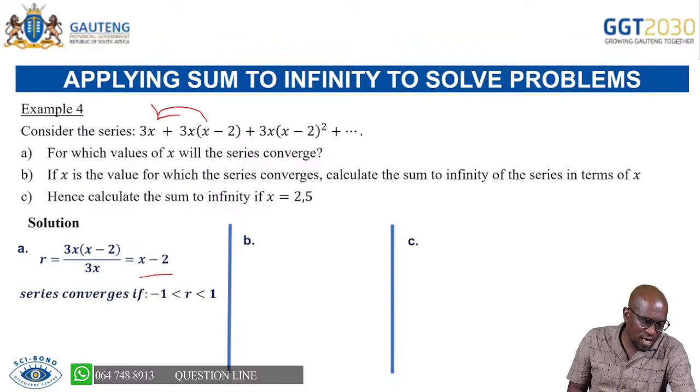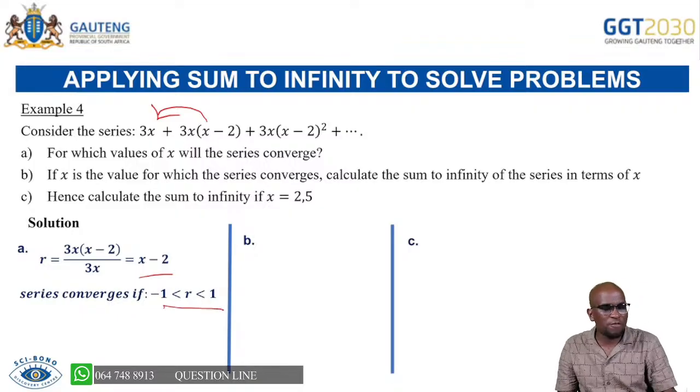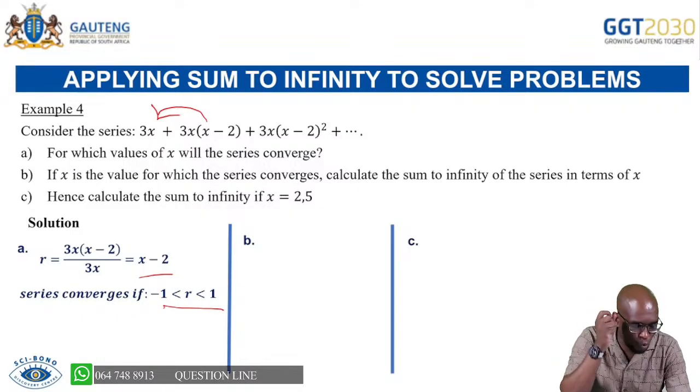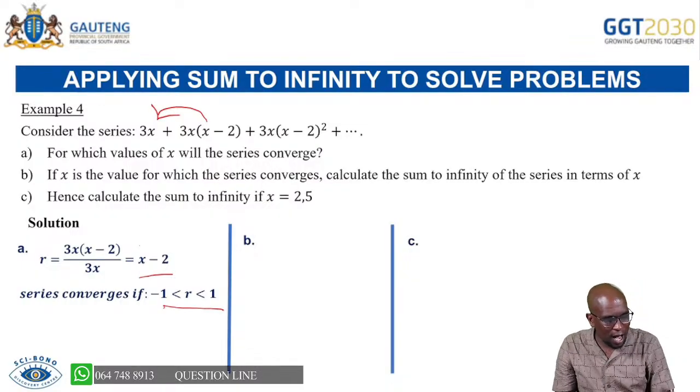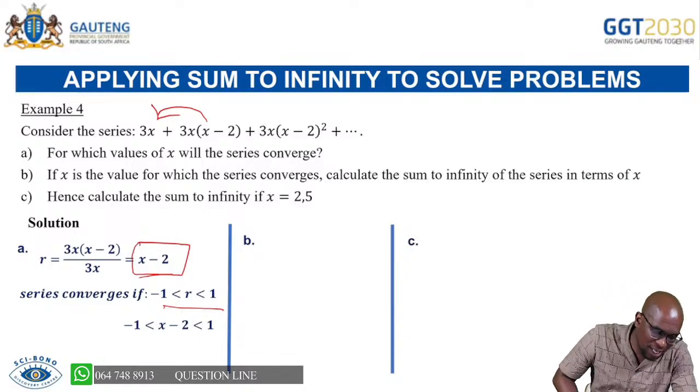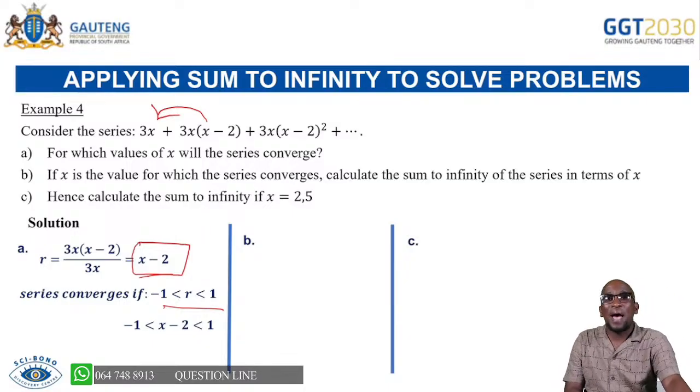Now, moving on with that, we know the condition for convergence is that R should be trapped between -1 and 1. And in this case, we have that R is expressed in terms of x. So where we see R, we will put x minus 2. So when we put x minus 2 like that, we get that x minus 2 is trapped between -1 and 1.